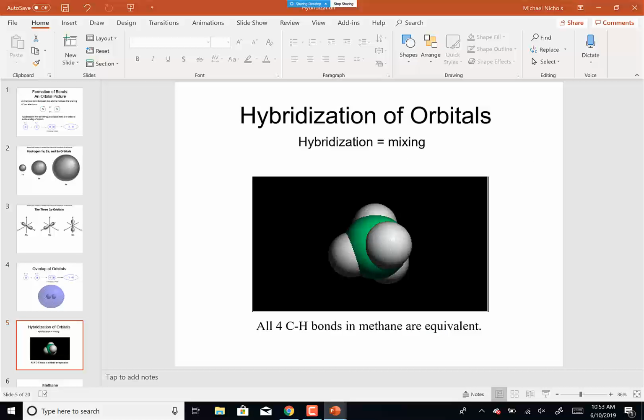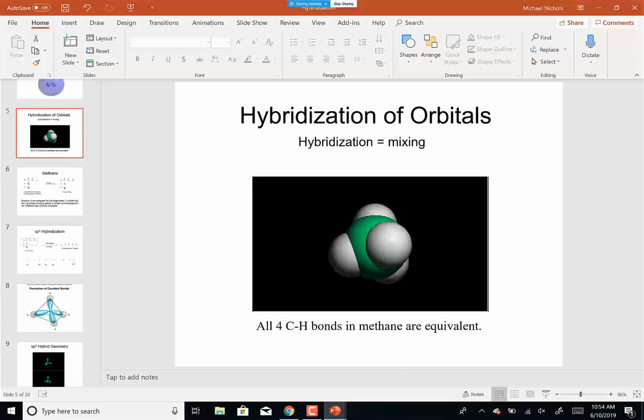So, let me tell you the story about methane. So methane is CH4. It's the simplest organic molecule. It's what's in natural gas. Comes out of both ends of a cow. We'll leave it at that. So methane is CH4. What's known experimentally is that all 4 of the CH bonds are exactly the same. The molecule is completely symmetrical.